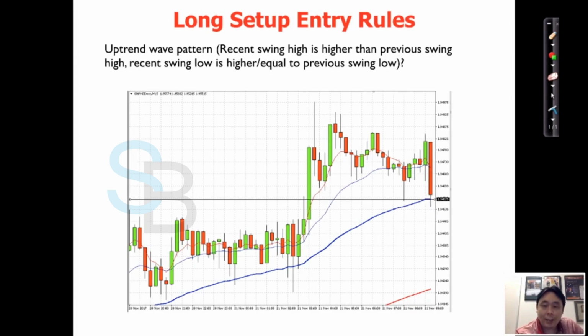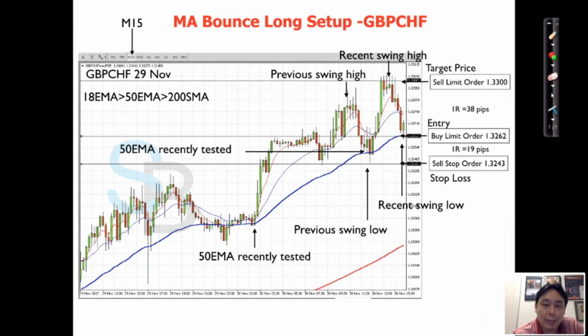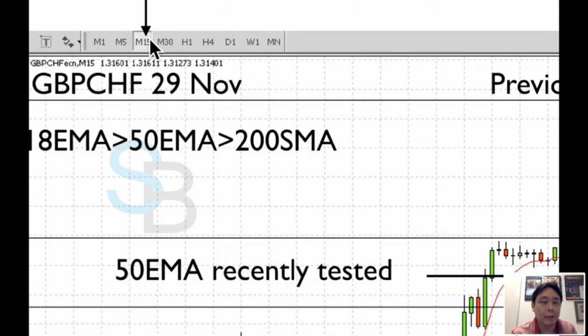All right, so let's take a look at some recent examples of this bounce setup going long. So the first one is pound franc, and this setup was on the 29th of November. And again, I begin by looking at the 50-minute candles.